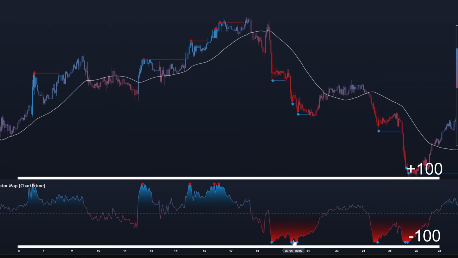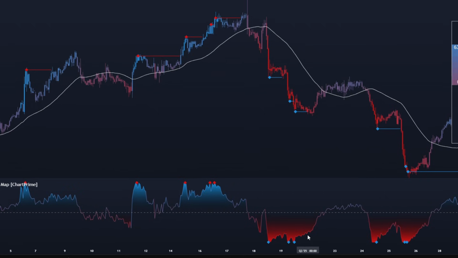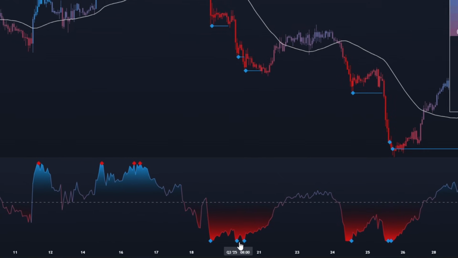When price is close to the moving average, the line hangs around 0. When price stretches far above the EMA, it pushes higher towards +100 and the colors turn brighter blue. When price stretches far below, it drops towards -100 and the colors turn deep red. At the extremes, the indicator prints small diamond labels at those exhaustion points and also marks them on the chart.